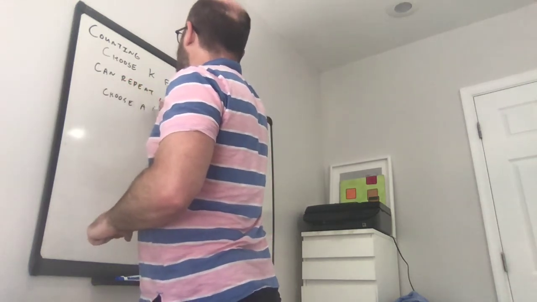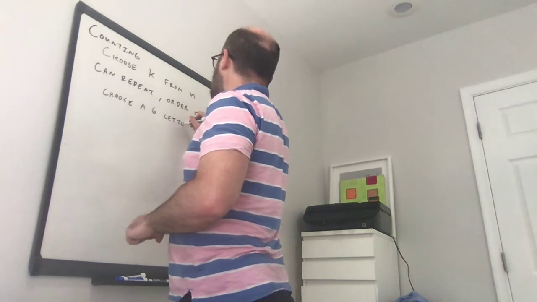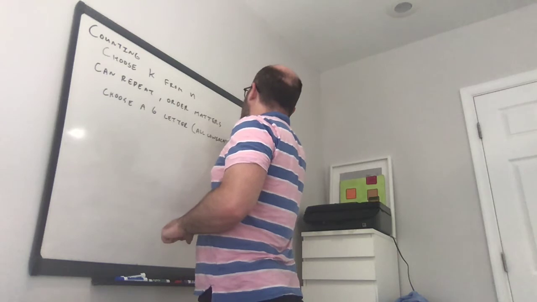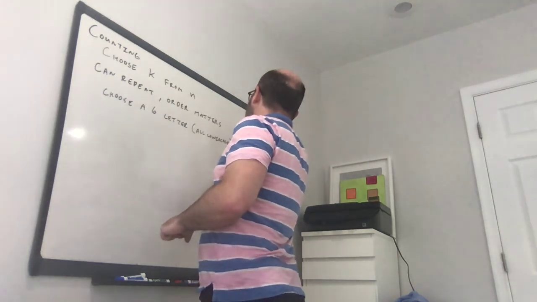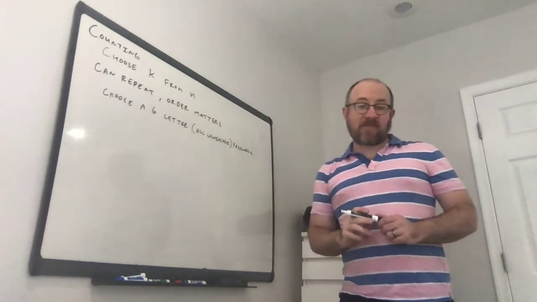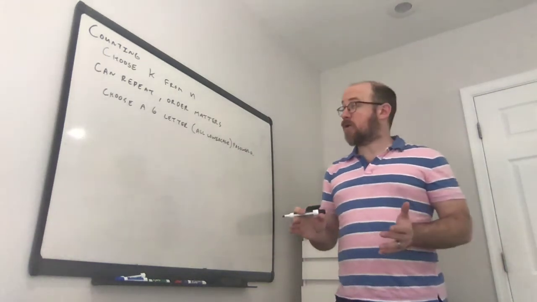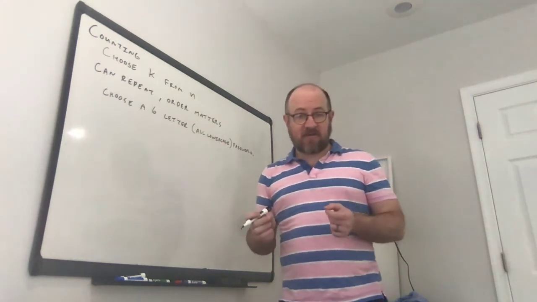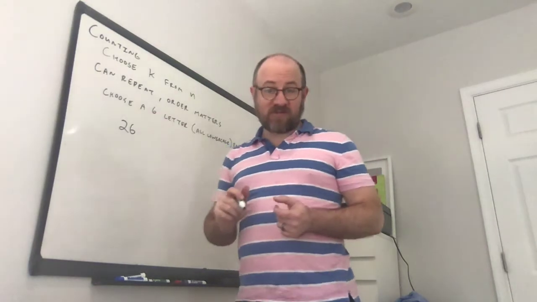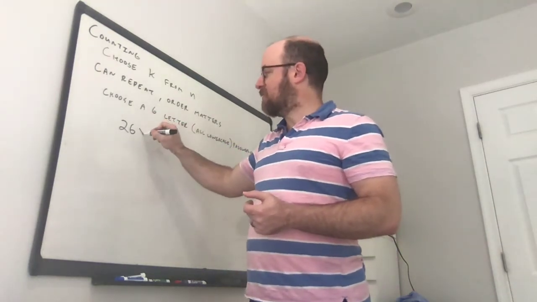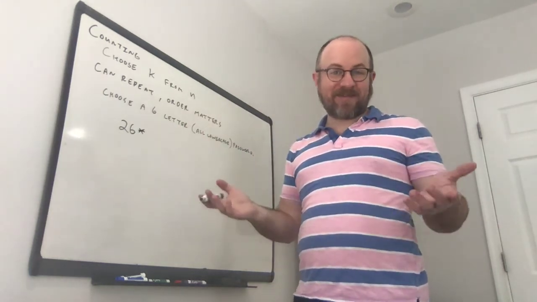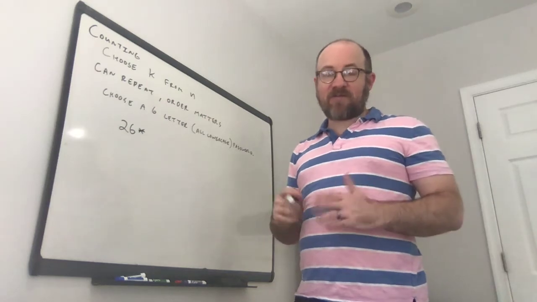Choose a 6-letter, let's make it all lowercase just to make it easier, password. Okay? So we're going to think about that principle, the multiplication principle that we talked about earlier. How many choices do we have for the first letter? Well, 26 choices for the first letter. How many choices do we have for the second letter? Well, 26 still, right? We can repeat letters, so we haven't gotten rid of any.